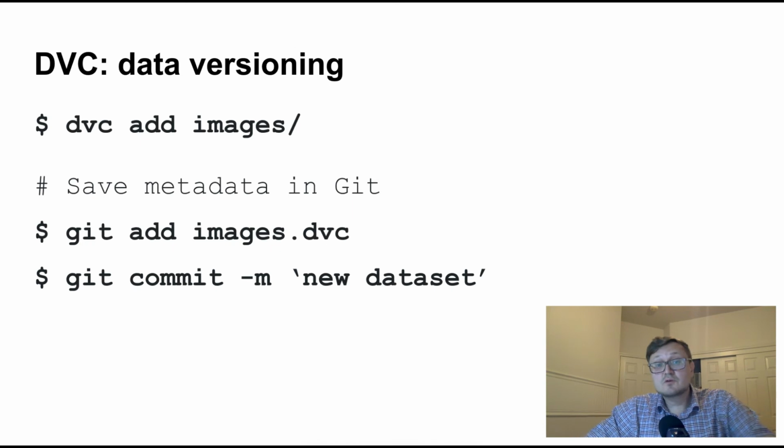And this is how it looks in DVC. You just run a simple command, dvc add, with some data artifact like an image directory, for example. And DVC creates a meta file. It puts data in some internal structure and creates a data file which describes what exactly this data means.